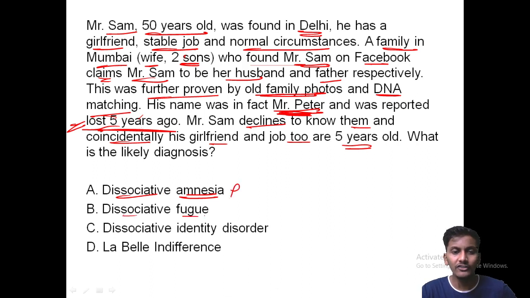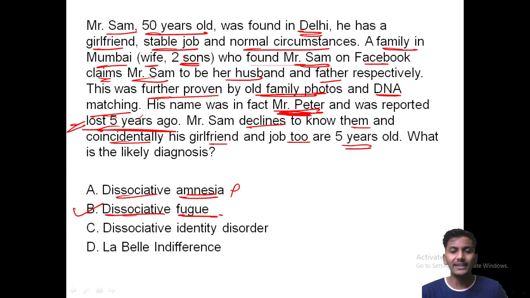Next is dissociative fugue. In dissociative fugue, a person suffering from amnesia goes to a new place, attains a new personality and takes up a new role and a new job. So that is option B, dissociative fugue. This is your answer for this question.